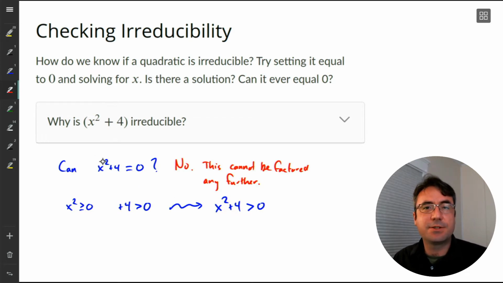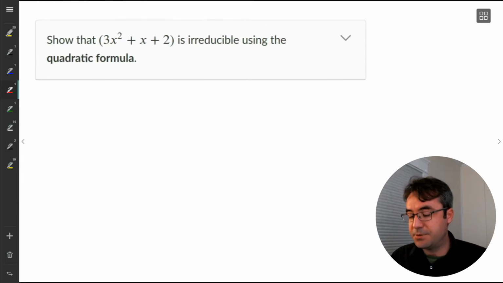Well, x squared is always greater than or equal to 0. Plus 4 is always greater than 0. So there's no way when we add those two things together that they're equal to 0. Another way to check this is with our quadratic formula.